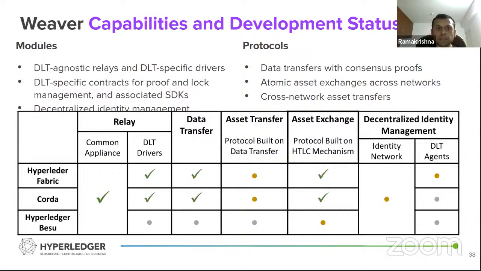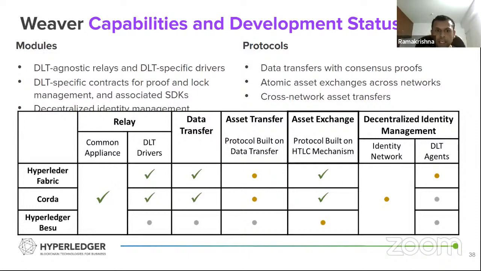Then we are building these DLT-specific contracts, what you saw as system contracts in the two slides before. And these manage proofs, these do asset lock management, because we're also running a hash time lock contract to effect asset exchanges, as well as associated SDKs for use by any Corda distributed application in a Corda network or a Fabric client application in Fabric. We're also working on a Hyperledger Besu equivalent of that. Then there is decentralized identity management, which we don't have time to go into right now, but if you go to our project RFCs, you'll see a list of specifications on that.